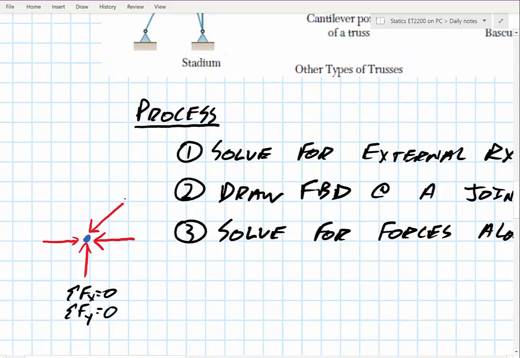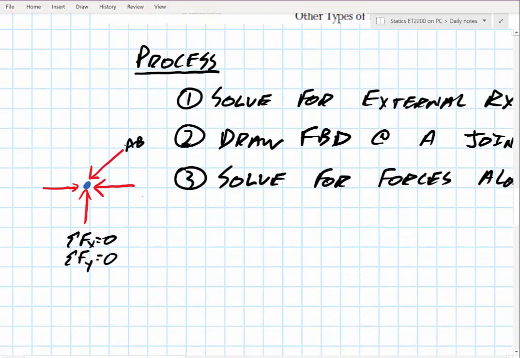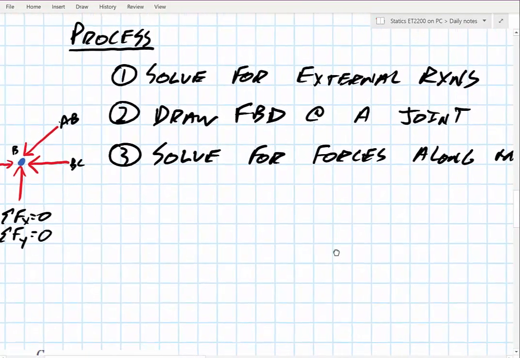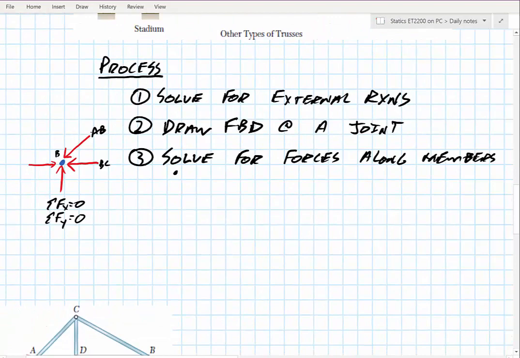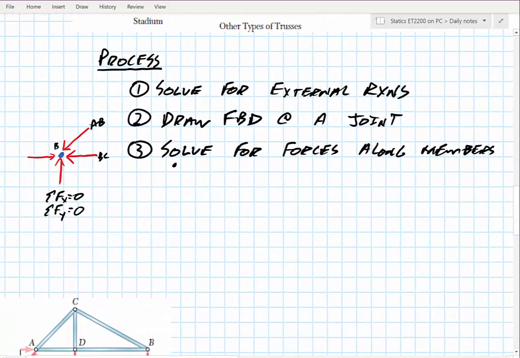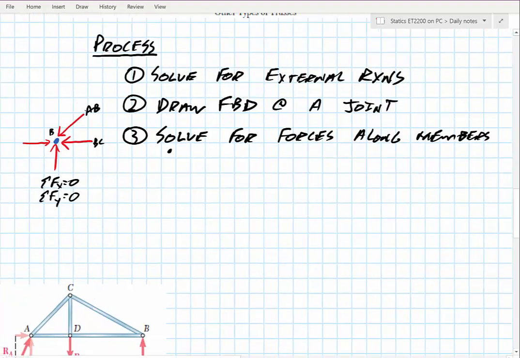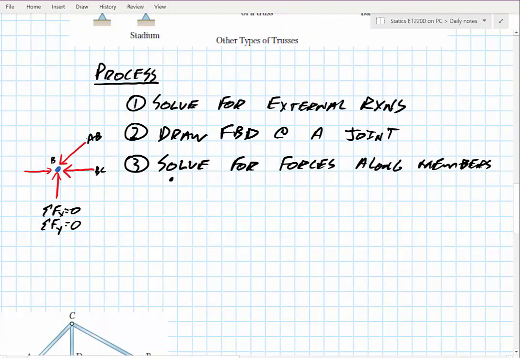and I don't have these things labeled, but this might be like AB and this might be like BC if this were joint B or something. But whatever it is, a couple hints for solving all of these forces along the members. First thing is, I said I know that it's pointing towards the joint. Well, what that means if it's pointing towards the joint is that member is in compression. And of course the opposite is true if your force points away.